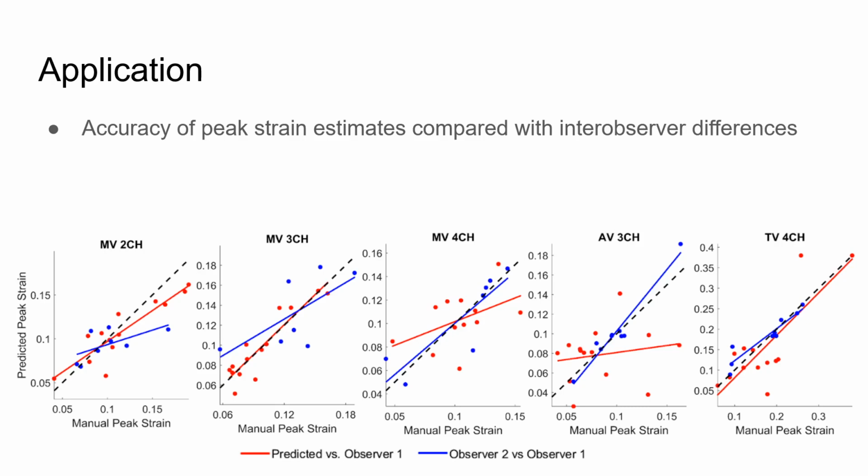In general, though, this is demonstrating that we're getting strains that are quite close to what observer 1 and observer 2 are actually predicting to be present, given the landmarks as they've predicted themselves.